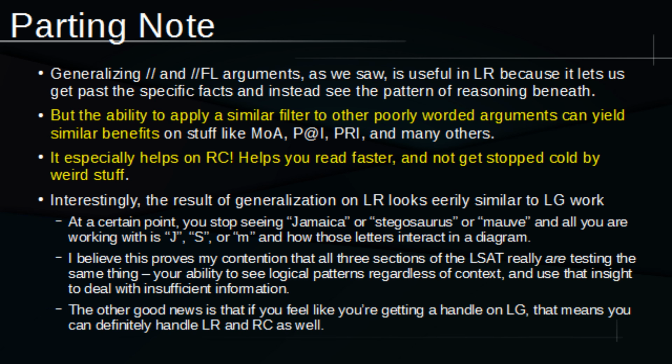And really all you look at and all you work with mentally is the letter J, S, or lowercase m, and how those letters interact in a diagram. You stop seeing them as actual things, and you see them as variables when you're working with diagrams. That's what you're doing. And I do believe that this proves my contention that all 3 sections do test the exact same thing. Your ability to see logical patterns regardless of context, and use that same insight, the ability to see the logic, to deal with situations where you're given insufficient information initially, and you're tasked with piecing something together. So yeah, that's just a note on how the exam works in general.